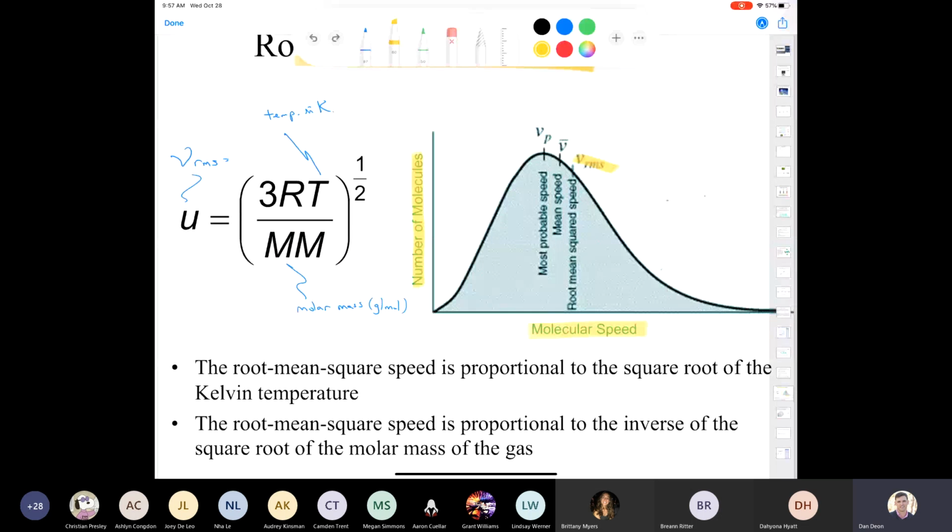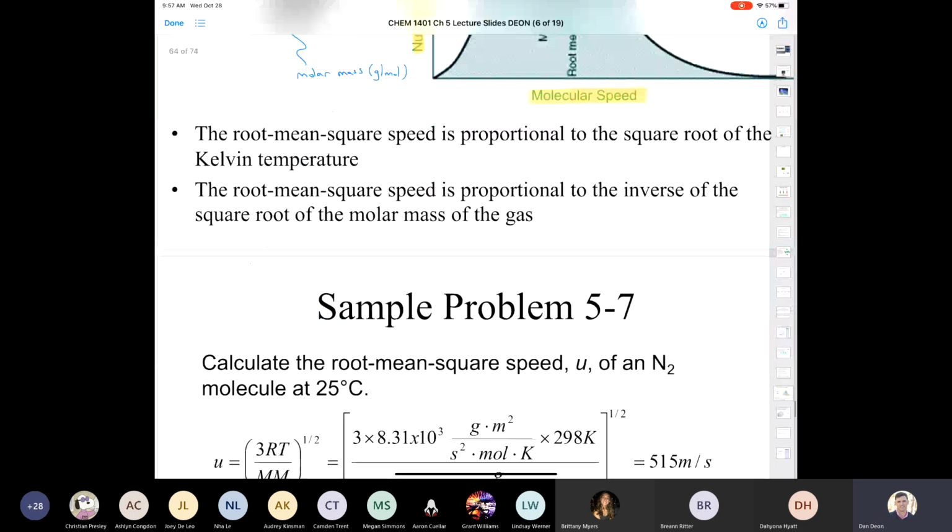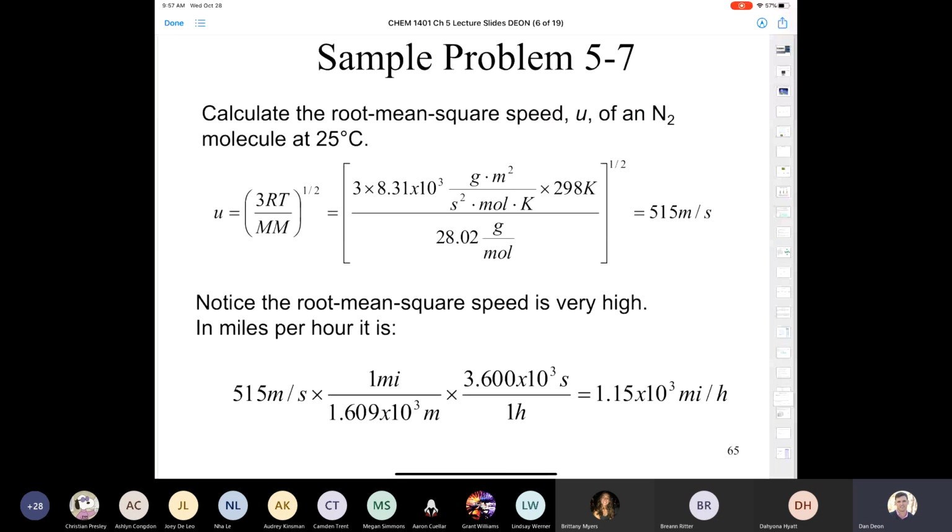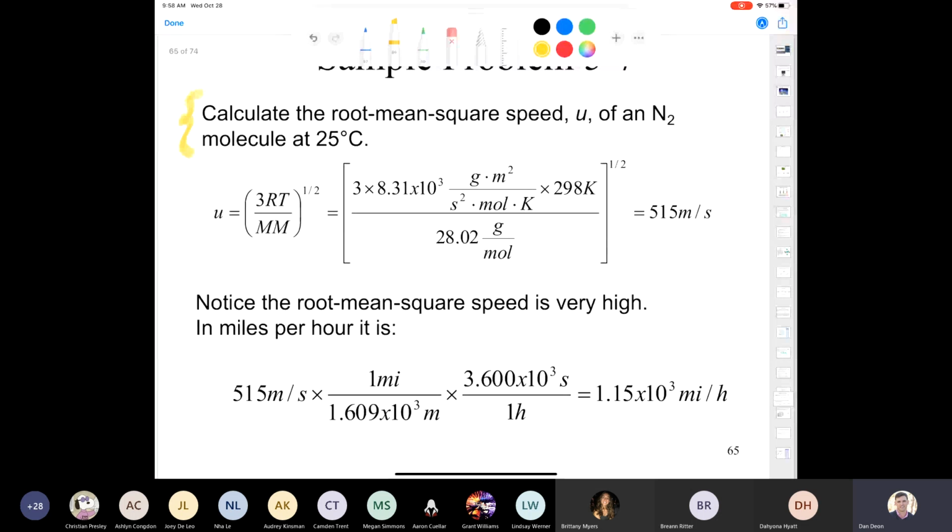Now I have one problem in here that deals with root mean square speed, and this is one of those rare occasions where I'm not going to solve it with you. I actually just put the whole solution in here. A couple things I wanted to point out to you. This is a perfectly legitimate question. This is one of those equations where I could ask you to solve this.